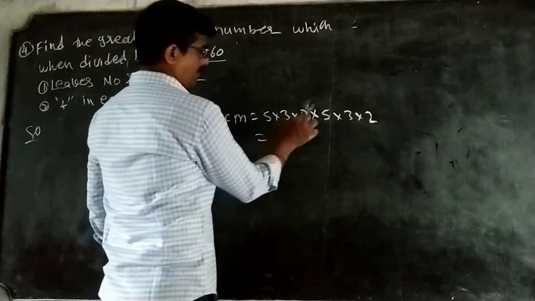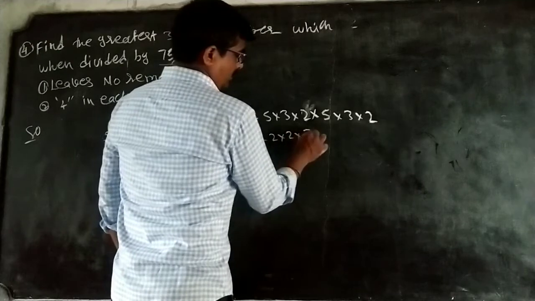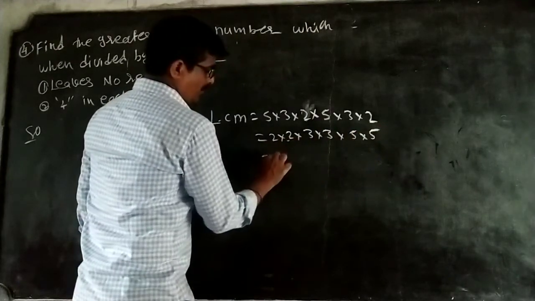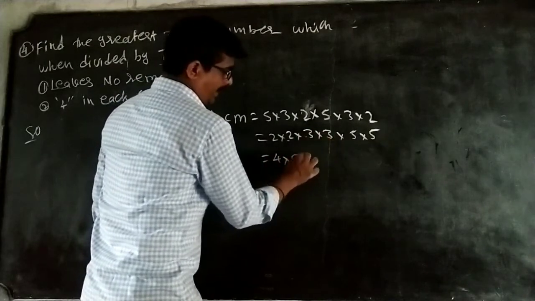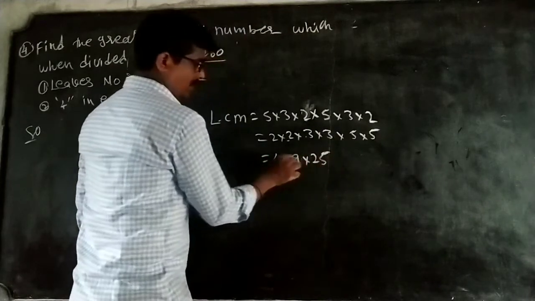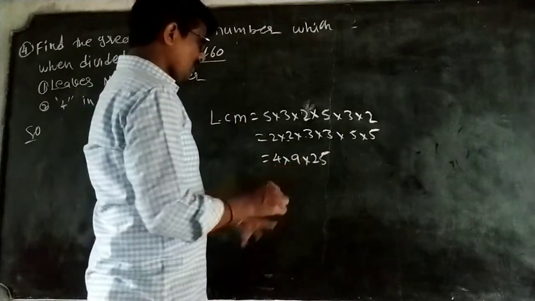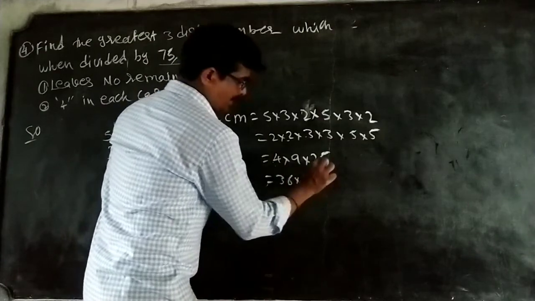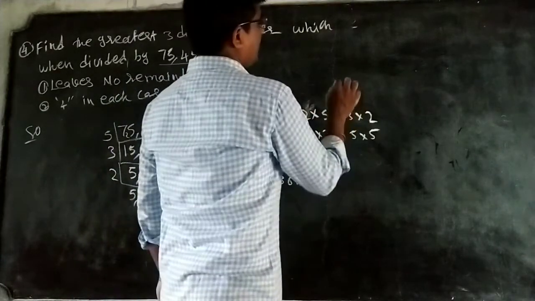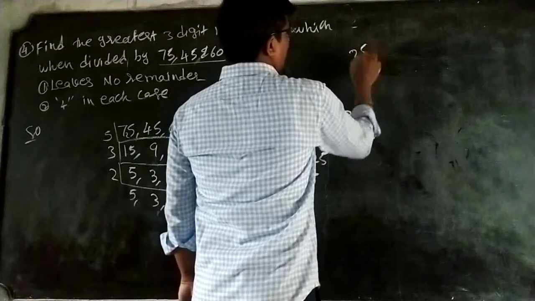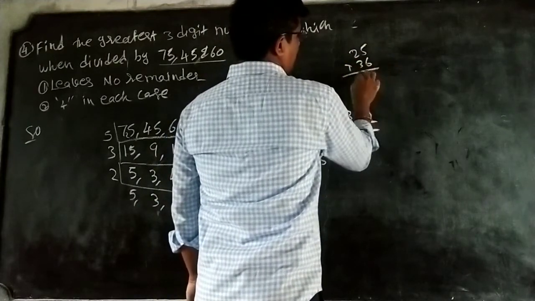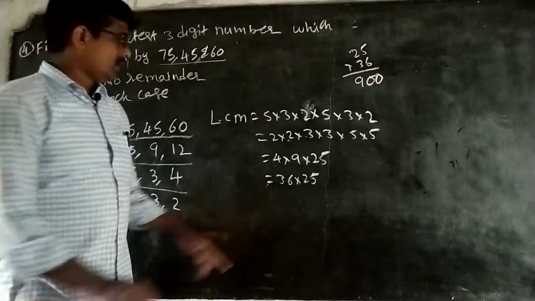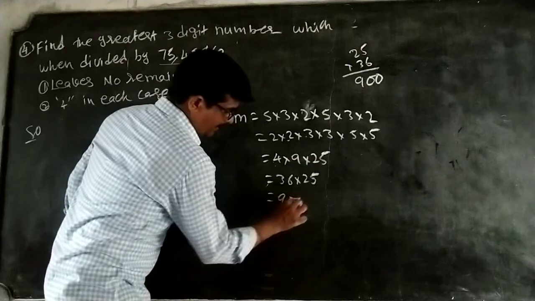First I am writing the smaller number: 2 into 2, 3 into 3, 5 into 5. 2 2s are 4, 3 3s are 9, into 5 5s are 25. Next, 4 9s are 36, into 25. 25 into 36 is equal to 900 only. Therefore LCM is 900.